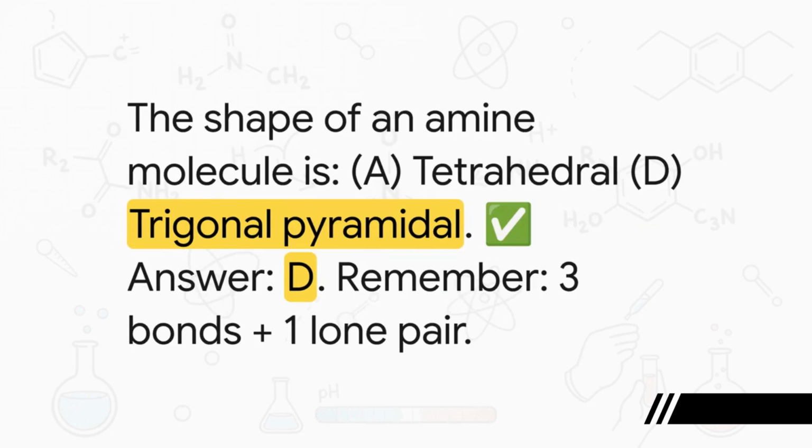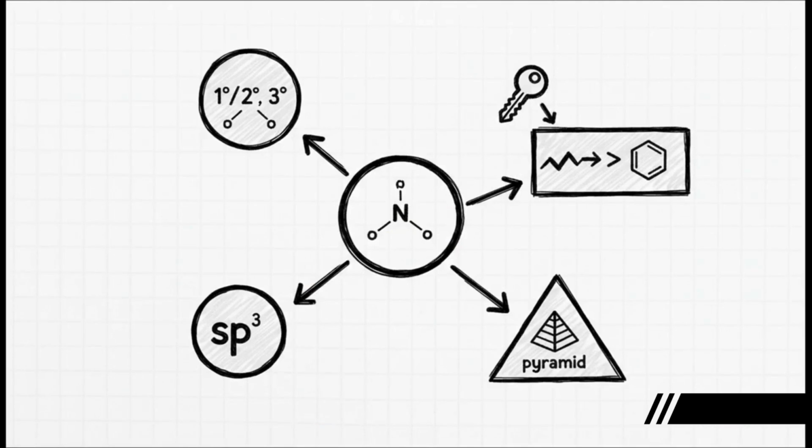And for our last question, what is the shape of a simple amine molecule? Your main options here are tetrahedral or trigonal pyramidal. Pause now and make your choice. The correct answer is D, trigonal pyramidal. Remember the trap. It's not tetrahedral because that lone pair pushes the bonds down. Just like our mnemonic says, 3 bonds and 1 lone pair make a pyramid chair. Fantastic work on that quiz.